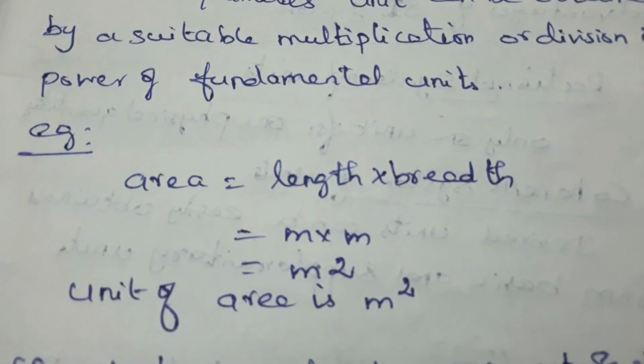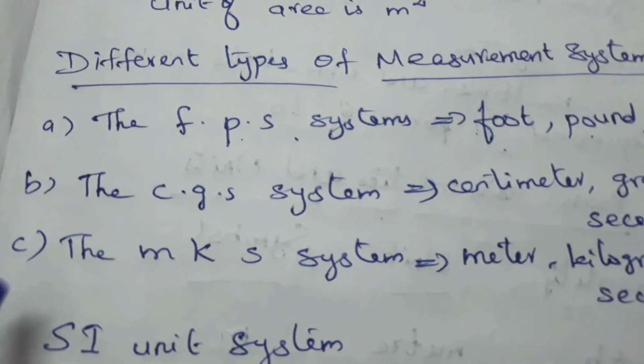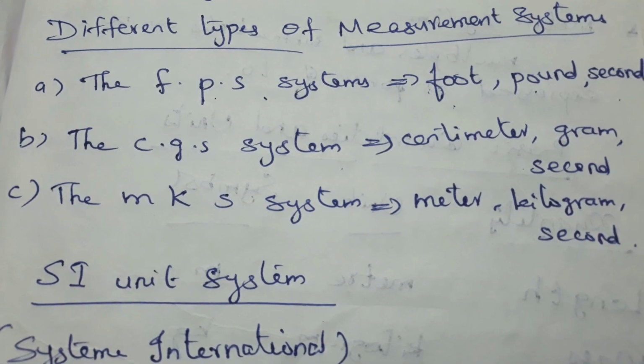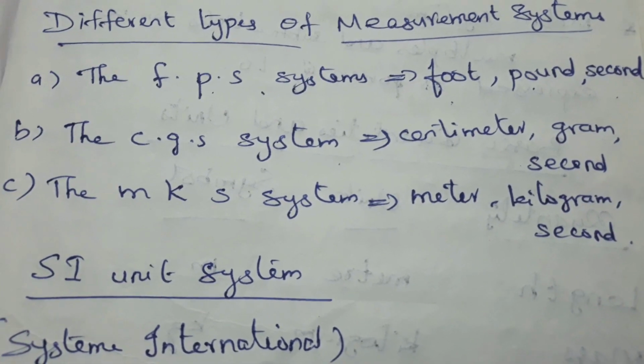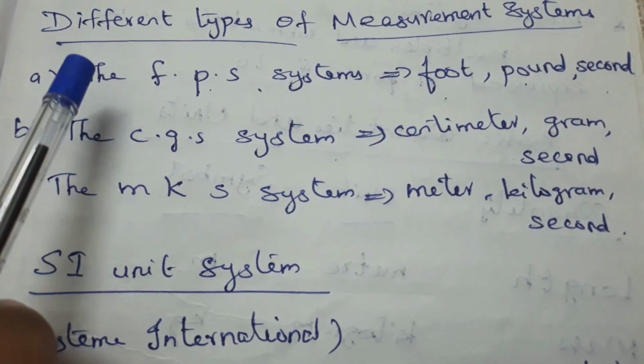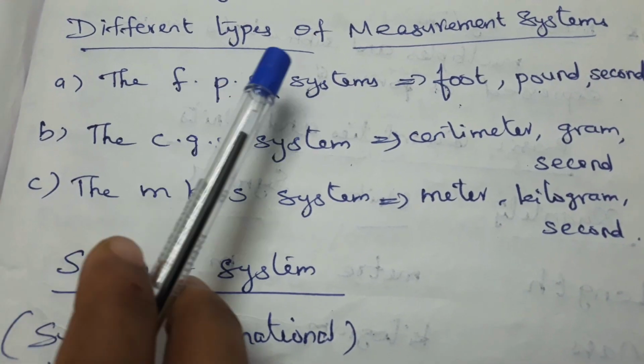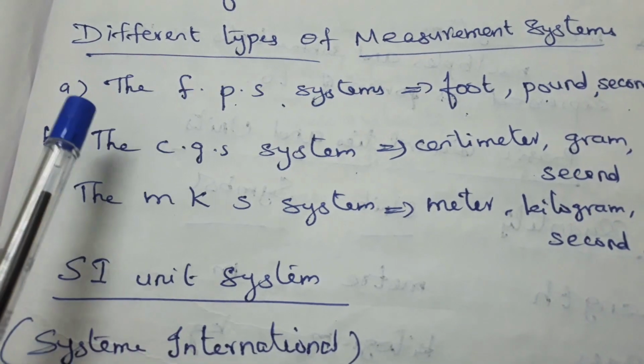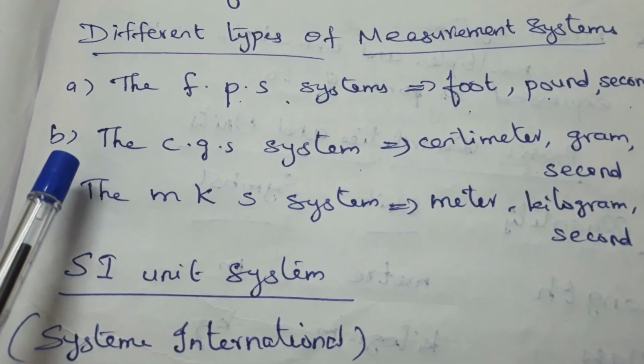Okay, two types of units we discussed: fundamental units and derived units. Now we can move on to different types of measurement systems. Three measurement systems are given in your book.